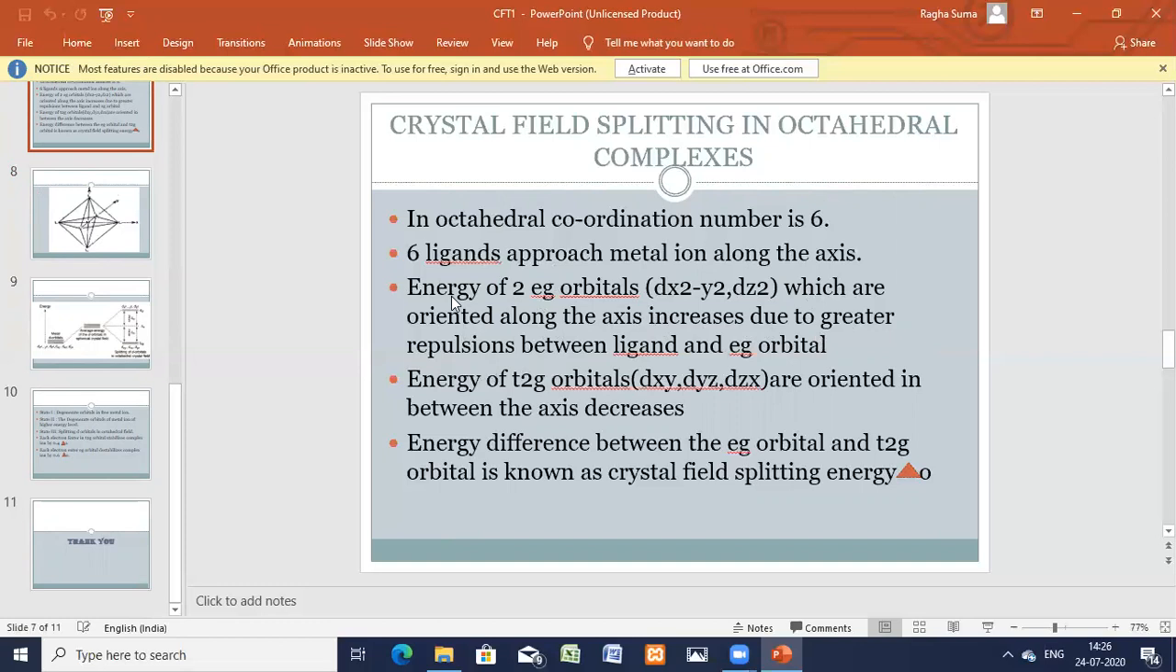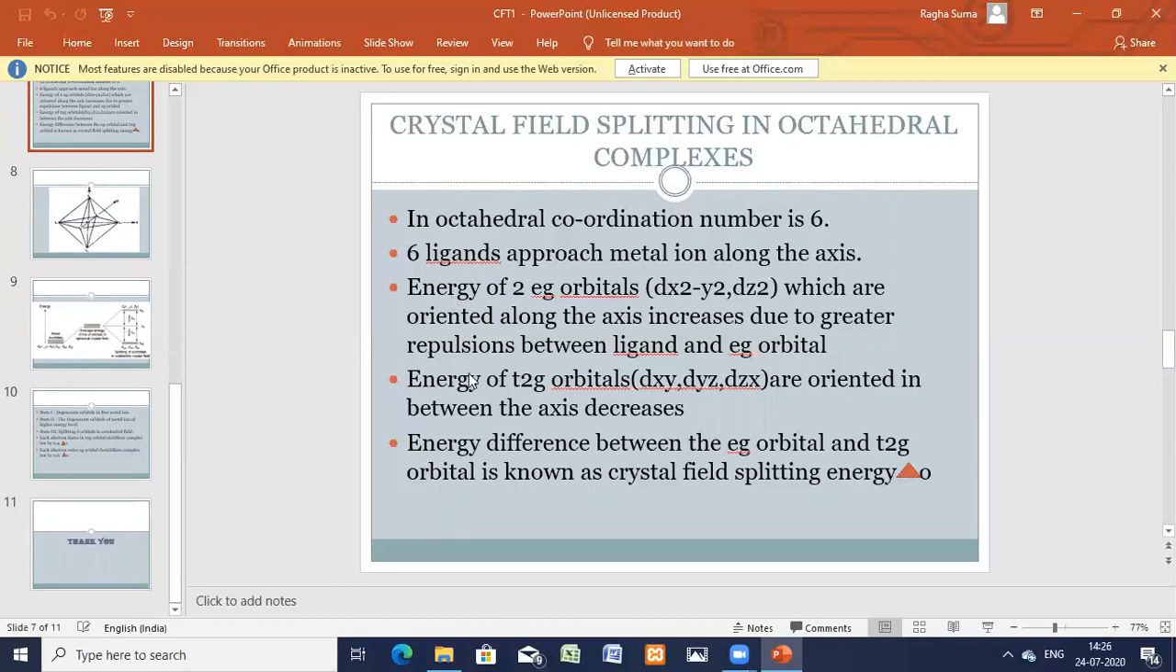So central metal atom is there, ligands are approaching along the axis. So along the axis, you are having only 2 orbitals, 2 eg orbitals, dx²-y² and dz². So these orbitals experience more repulsion because the ligand is negative and the d orbital electrons are also negative. They experience more repulsions and energy is increased.